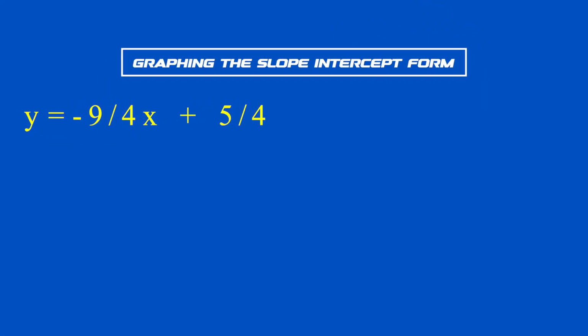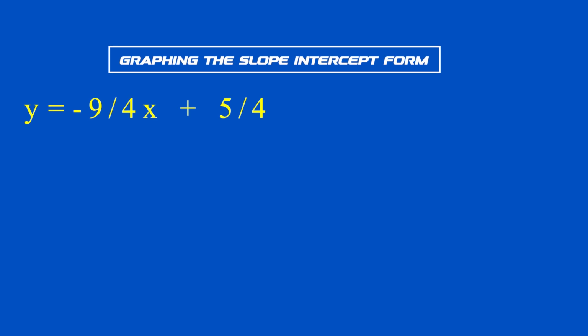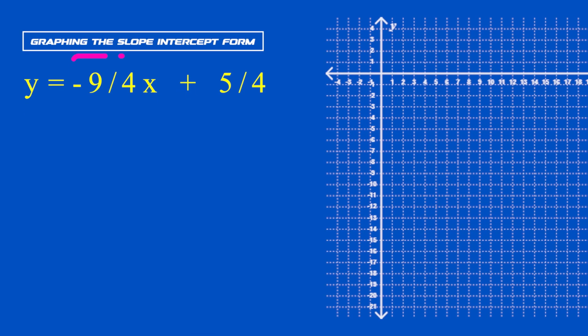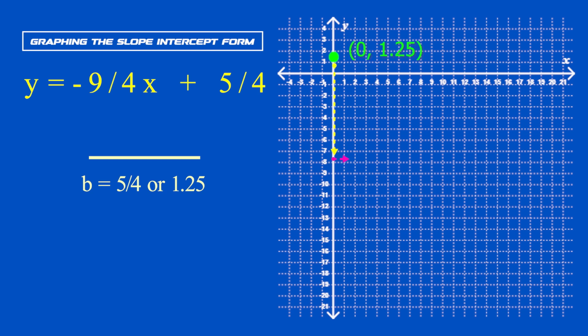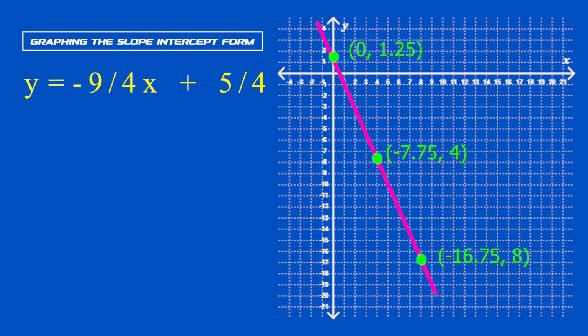In graphing linear equations in slope-intercept form, we first identify the slope, which is given by m, and the y-intercept, which is given by b. Since b is equal to 1.25, we start at y is equal to 1.25 since it is a y-intercept, and go down by 9 and go right by 4 to locate another point of the equation. By going down by 9 and right by 4 multiple times, we can locate points on the line. We then connect these points to create the line of the equation.